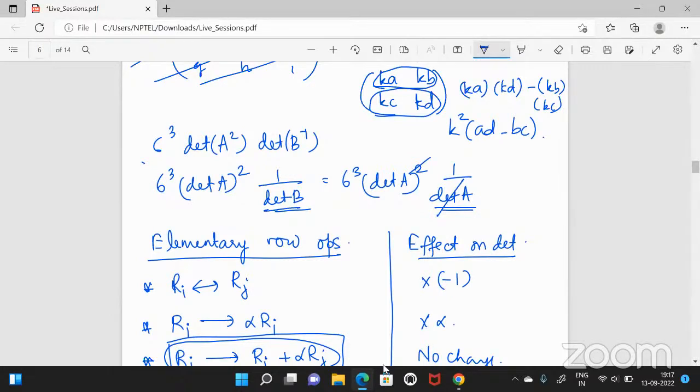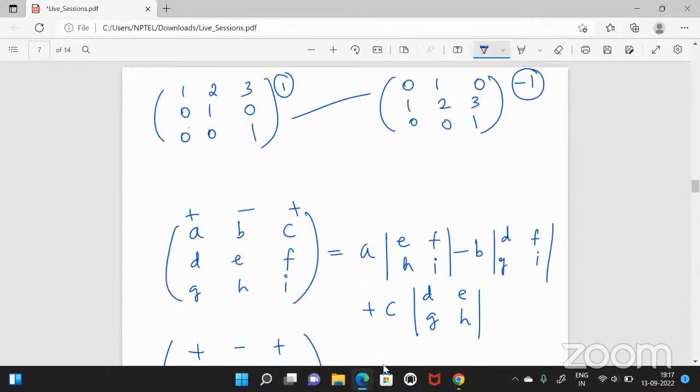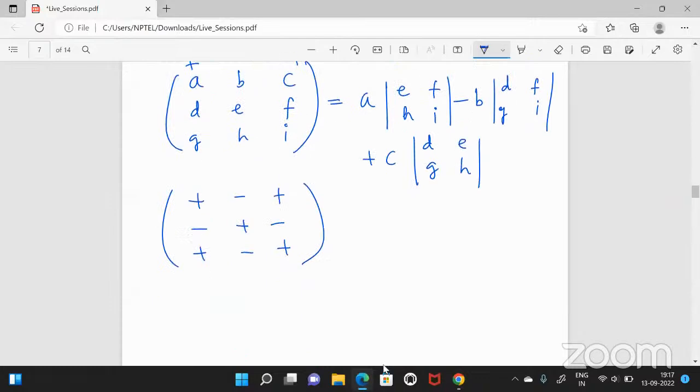Is it clear? Yes, ma'am. Okay. Ma'am, could you please expand about another row and column? Yeah.